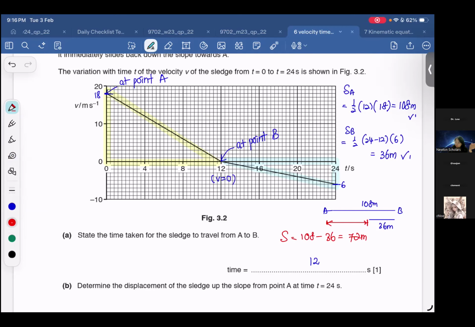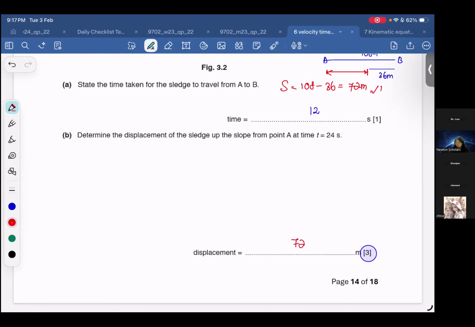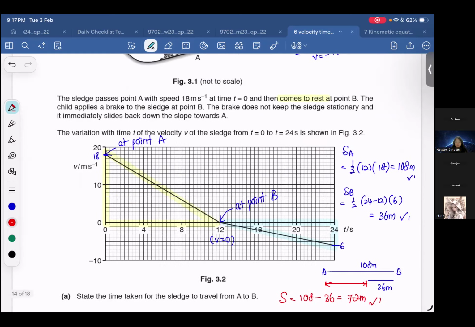72. So 3 marks. Here, 108, where you show the triangle area under the graph for this triangle, yellow color region, section A, is 1 mark. Then section B, 2 marks. Finally, you know that you subtract, so you get the third mark, the last point. Is that clear? Yes or no? Yes, good job. So the answer is 72 meter here. Okay, we proceed to the next question.